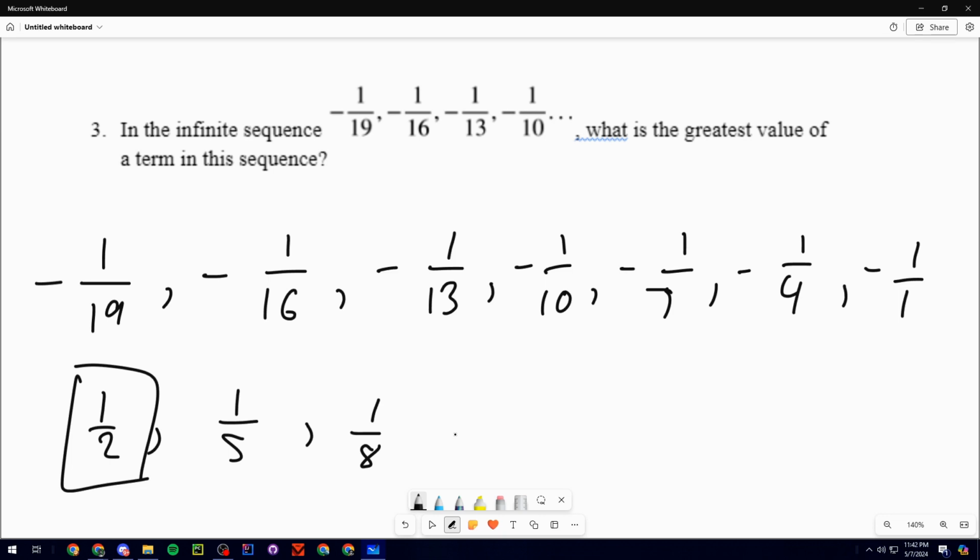Now, can we guarantee it's the greatest value of a term in the sequence? We pretty much can, because after 1/8, the denominators just keep getting bigger. They're eventually going to approach infinity. You don't have to think of it like that, but you have to realize that this number is going to get really, really big. So I'll literally just say big, right? It's going to be really big. So because of that, it's always going to be less than 1/2. So 1/2 is just the answer.